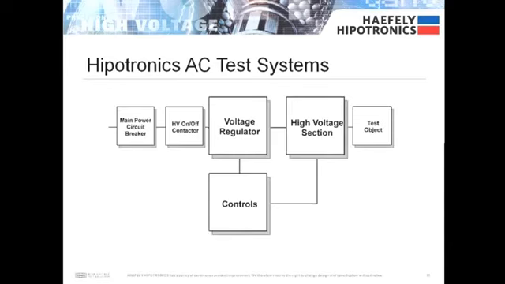This is a block diagram of a typical AC test system, whether it's one of our bigger resonant test systems or the transformer type, such as the 700 series. The main components are the main power circuit breaker, the high voltage on and off contactor, your voltage regulator, then your high voltage section, your test object, and then obviously your controls to vary the voltage and also set the parameters that you require for your test.